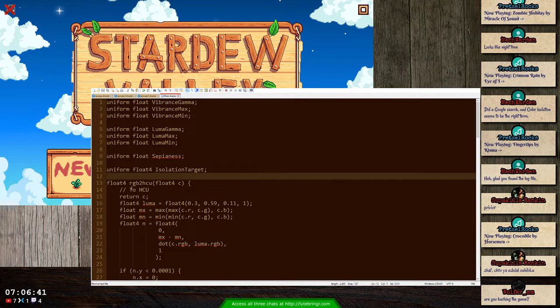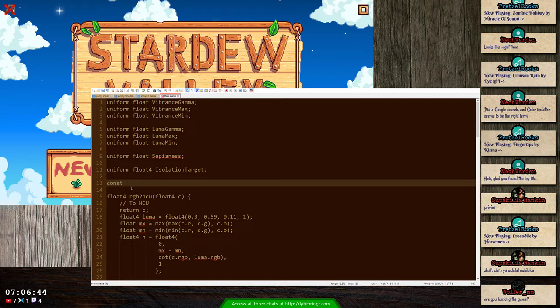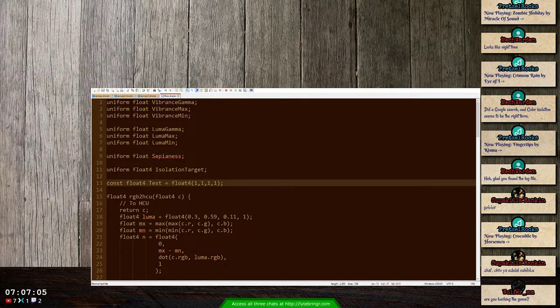So what I'm going to do is I'm going to try to make a const float for test equals float for of 1111. There we go. Am I hacking the game? No, Wolfer, I'm not hacking the game. I'm just putting a nice layer of color on top. And that broke it.